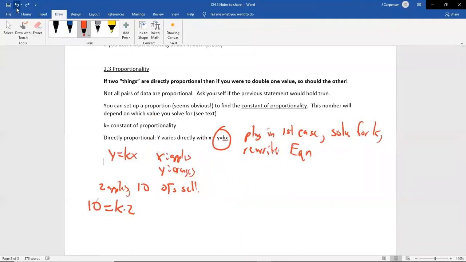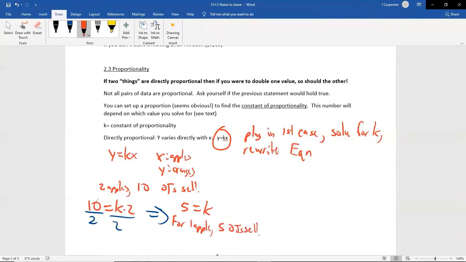And then you just take this equation and you solve it for k. K times 2 means you would divide both sides by 2. You don't even need to rearrange it. You can, that's up to you. And what you would get is 5 is equal to k. That says for every 1 apple, 5 oranges sell.